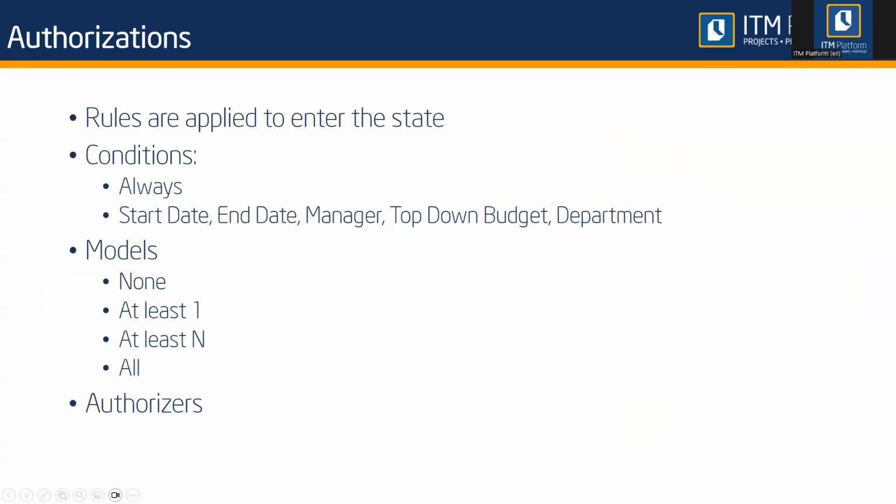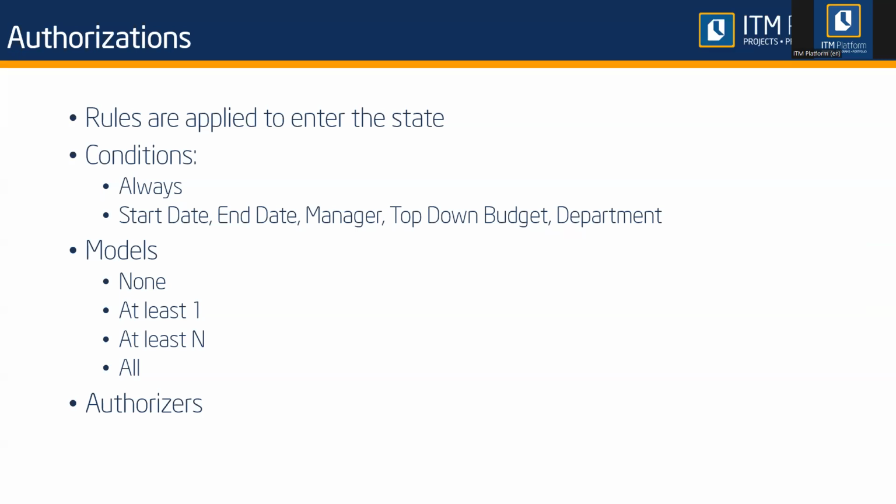So you can define one or more rules if needed to actually enter that state, to make it the current state. All right. And inside these rules, there are certain things that you can do. For example, you can define conditions. If the rule is applied always, or if it's conditional by the value, for example, of the start date, the end date, the manager value, the top-down budget value, or maybe the department who is in charge of executing that project. Okay.